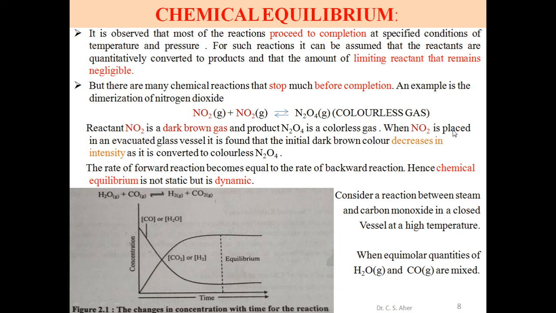When this nitrogen dioxide is placed in an evacuated glass vessel, we can directly see the reaction through the glass and observe the color. It is found that initially the dark brown color of the reactant decreases in intensity, and it becomes faint as it is converted to colorless N2O4.